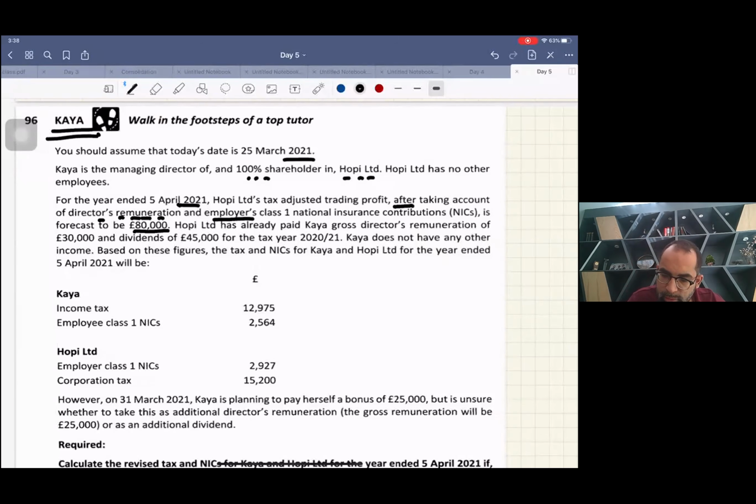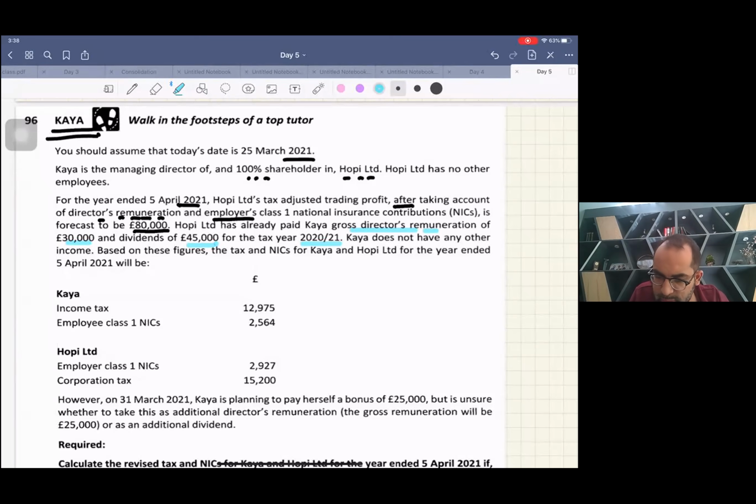Listen, Hoppy Limited has already paid gross director remuneration of 30,000 and dividends of 45,000 for the tax year 2021. These things are already done. Obviously we know that dividends are not an allowed expense, but this 30,000 salary is an allowed expense, and it has already been deducted, plus class 1 employer NIC on this salary has already been deducted.